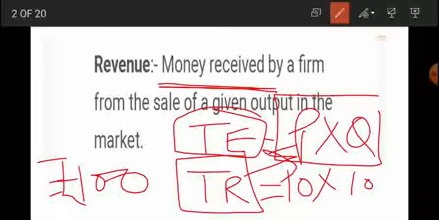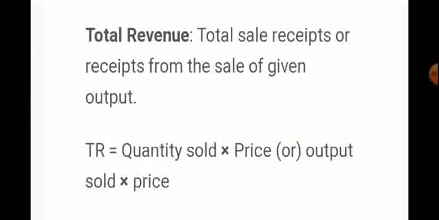Similarly, total revenue means P into Q. So keep in your mind, total expenditure refers to the expenditure incurred by a consumer for the purchase of a given level or given quantity of a commodity. Total revenue is the money received by a firm on selling a given level of output. The formula for TR is equal to P into Q. Got it, beta? Now we will discuss a few more concepts.